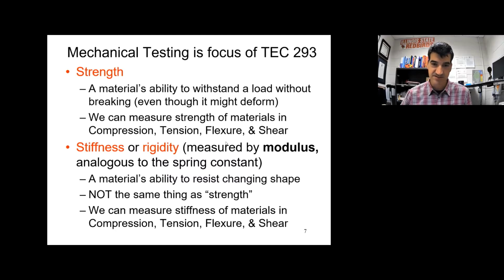In lab reports, sometimes I see students use these terms in the wrong way. When they mean strength, they put in stiffness or rigidity or vice versa. So make sure you're paying attention to that. All right. I think I kind of mentioned this already, but we can measure stiffness in compression and in tension and in flexure and in shear.